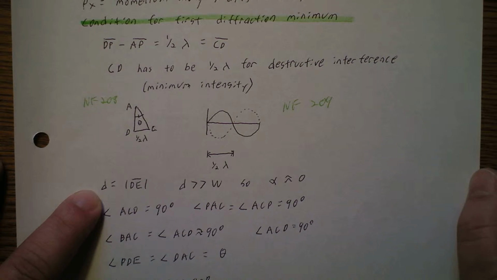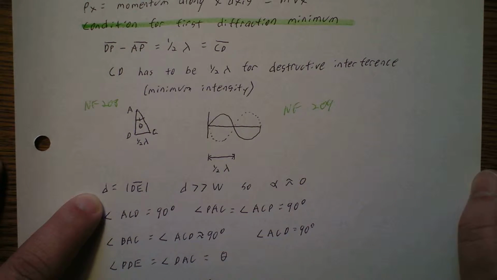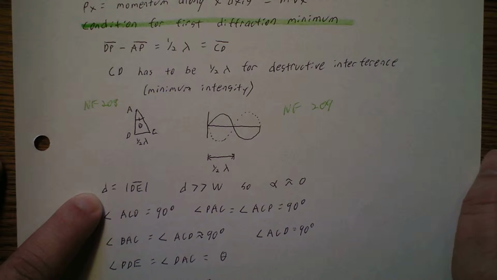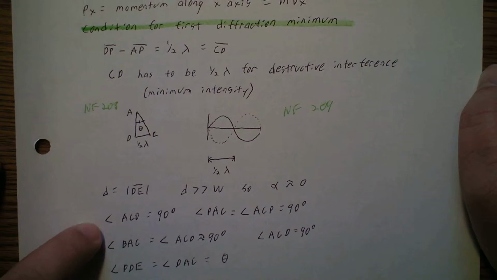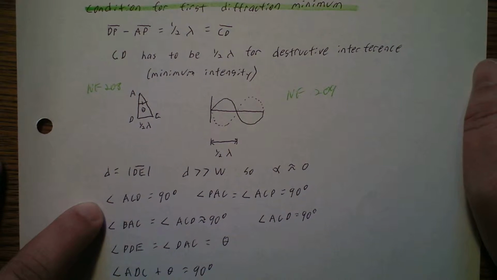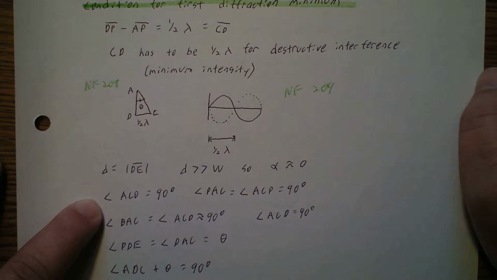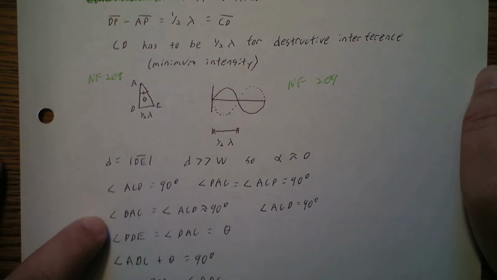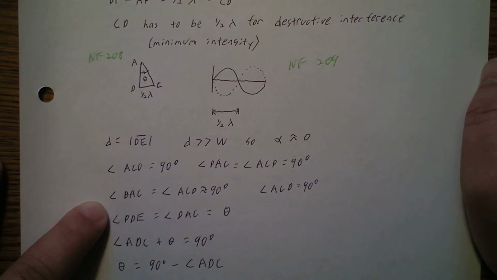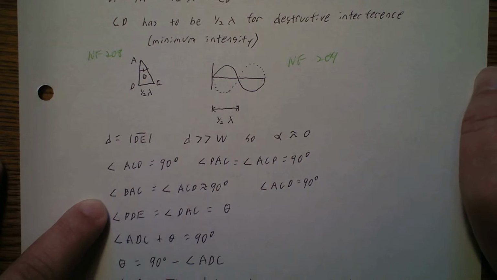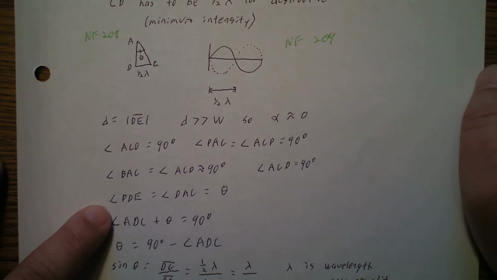Okay, so D is going to be equal to the length from D to E. D is going to be a lot greater than W. So alpha is roughly equal to 0. Alpha is the angle. So angle ACD is going to be equal to 90 degrees. And angle PAC is going to be equal to angle ACP, which is going to be 90 degrees. And then angle BAC is going to be equal to angle ACD, which is roughly equal to 90 degrees. And angle ACD is equal to 90 degrees.